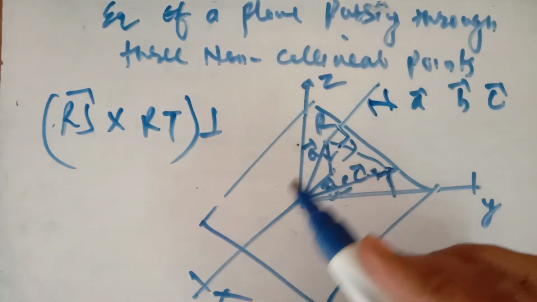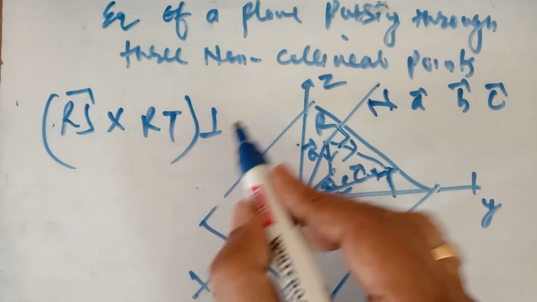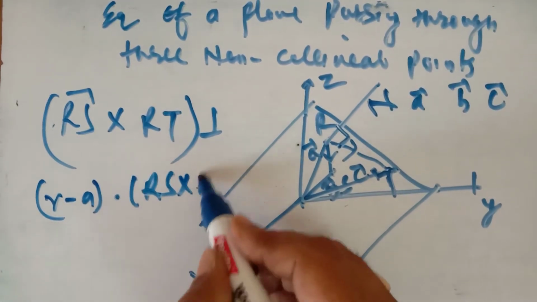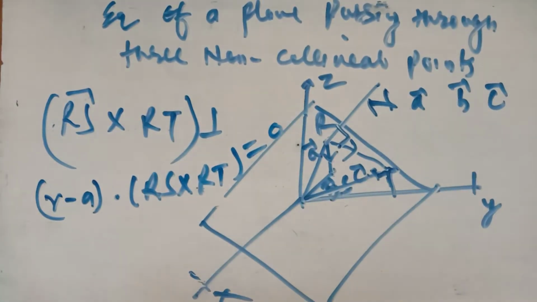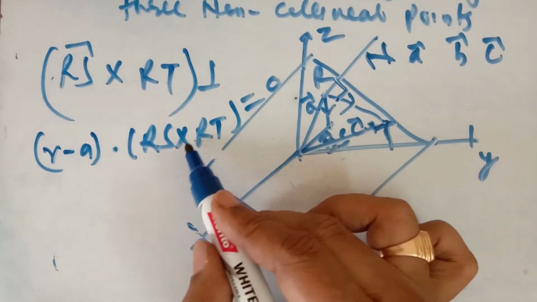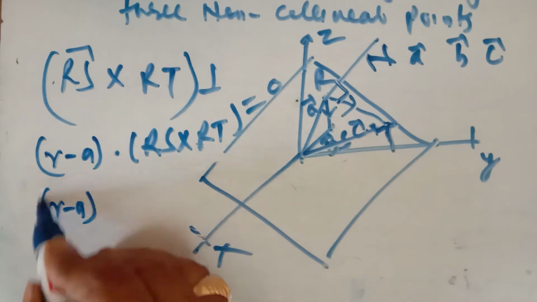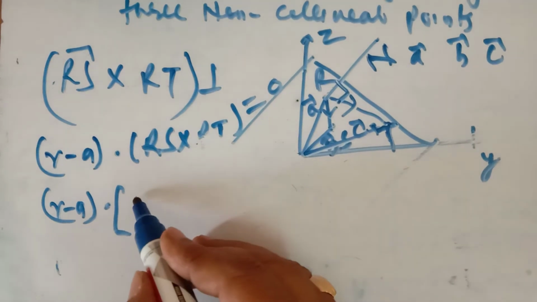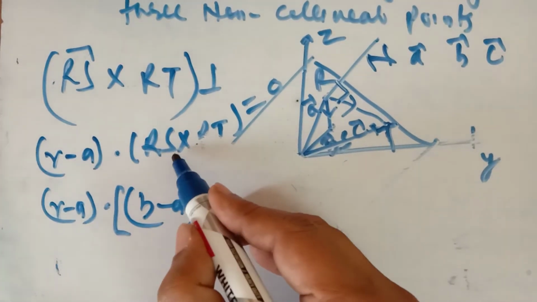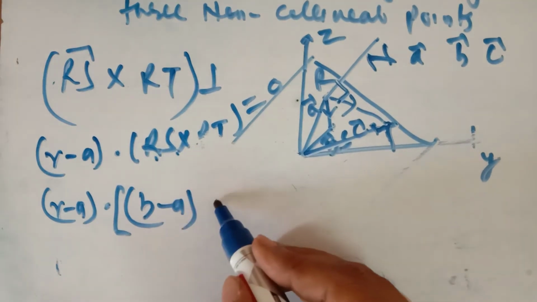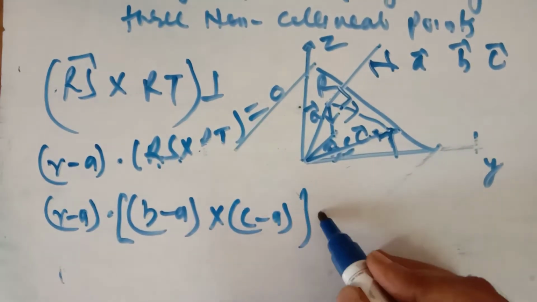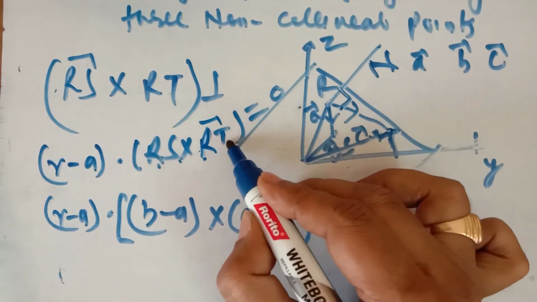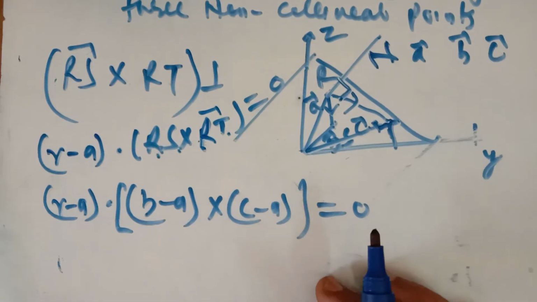This is any normal vector to it, and therefore their dot product with R minus A will be equal to 0. So when you replace this RS and RT and their vector product, you will get R minus A dot B minus A, position vector of S minus position vector of R, cross C minus A equal to 0. This is RT. RT vector will be position vector T minus position vector of R, which is equal to A.